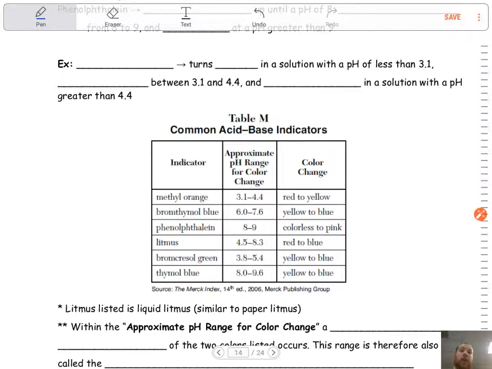So the whole goal is to try to find an indicator that will cover your pH range in a reaction. Now, back in the day when scientists were figuring this out for the first time, it was a lot of trial and error. Nowadays, I've gone through any experiments that we're going to do, so you guys will have that background knowledge ahead of time. But it was trial and error originally, okay?